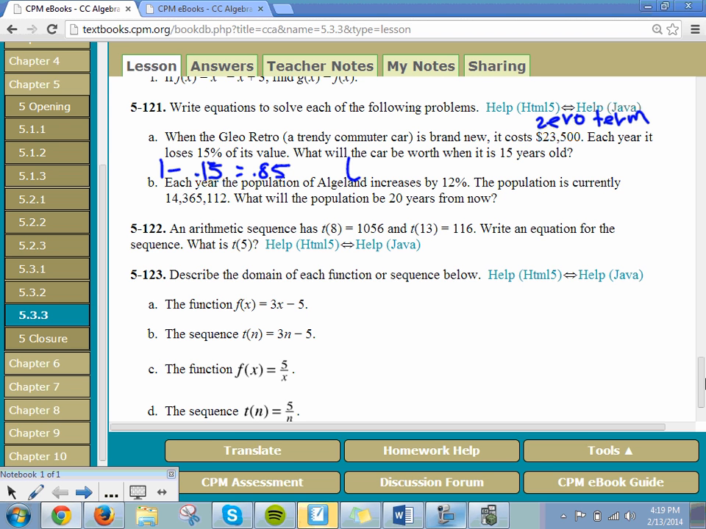And so when I want to put this into an equation, if I'm writing my explicit equation, t of n is going to be equal to my zero term, my 23,500. And then it's geometric because each year it's only going to be worth 85% of what it was worth the year before. So we're multiplying each one by 0.85 and then to the n, letting n represent the number of years it's been. So when they ask us how much it's going to be worth after 15 years, all we have to do is plug in 15 for n.